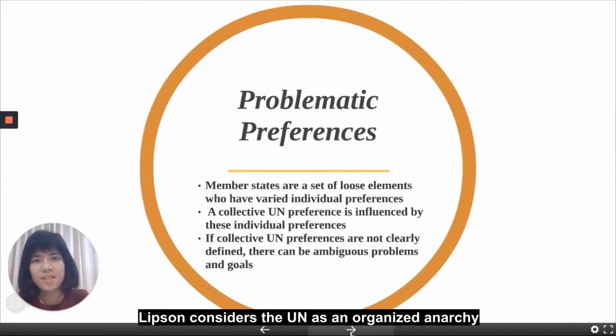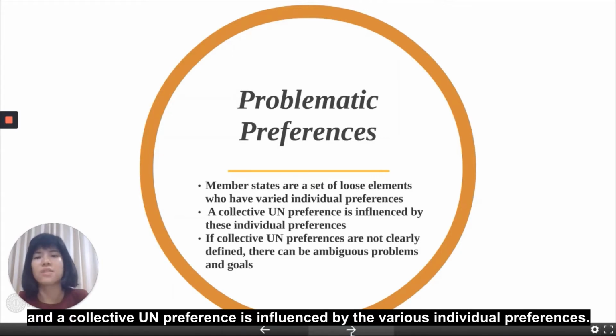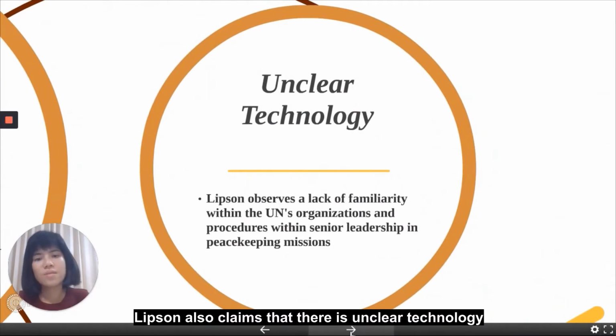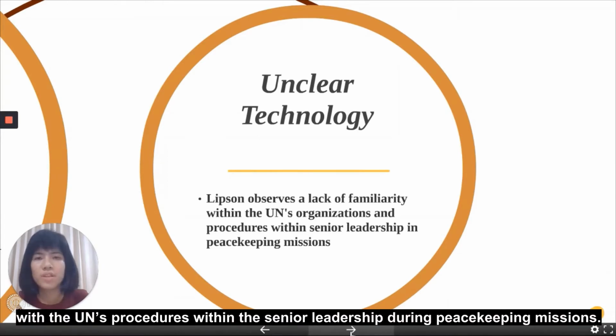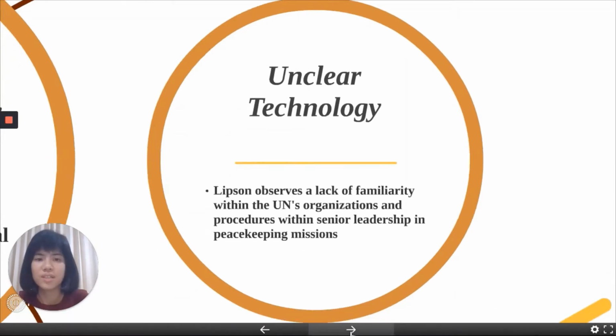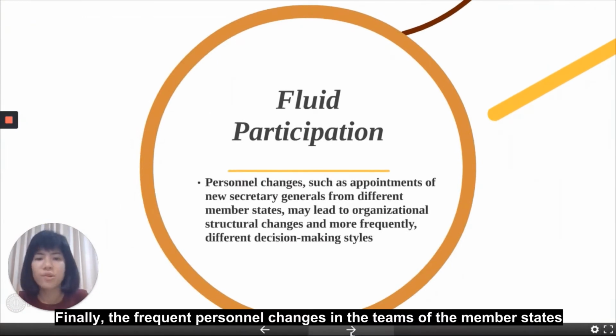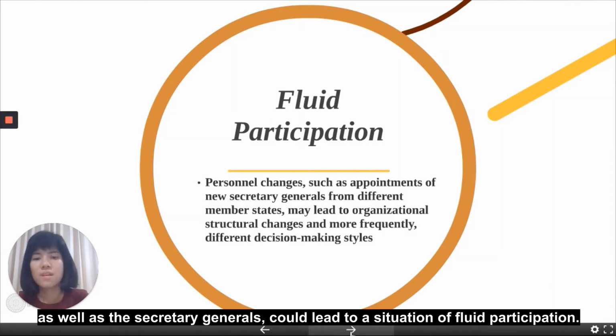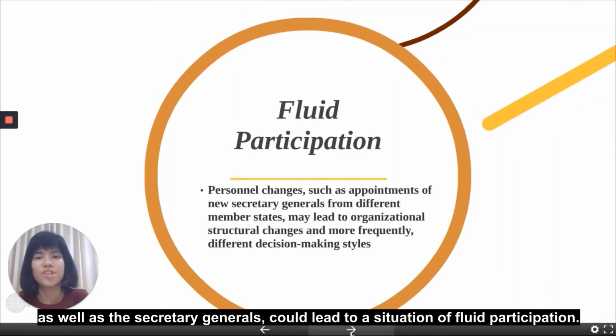Lipson first considers the UN as an organized anarchy because the UN has a set of problematic preferences. Member states have their individual preferences, and a collective UN preference is influenced by the various individual preferences. Lipson also claims that there is unclear technology, as he observed that there appears to be a lack of familiarity with the UN's procedures within the senior leadership during peacekeeping missions. Finally, the frequent personnel changes in the teams of the member states, as well as the Secretary Generals, could lead to a situation of fluid participation.